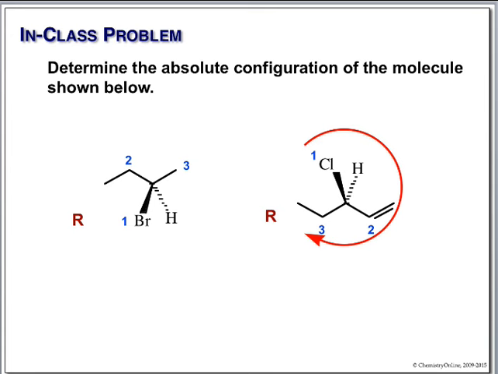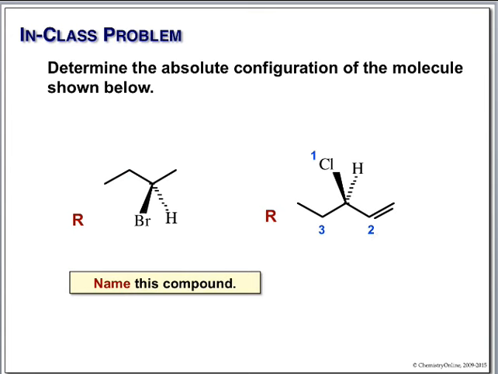Now this one has a double bond. We haven't learned how to name those yet, but this one we could name. So go ahead. How would we name this guy? If we simply ignored the chiral center, it would be a 2-bromobutane, right? But it does have a chiral center. We have to tell its absolute configuration. And we're going to do that simply by sticking the R in front.